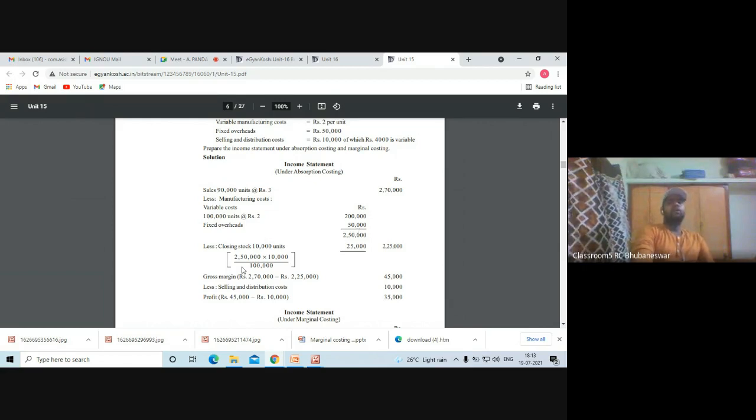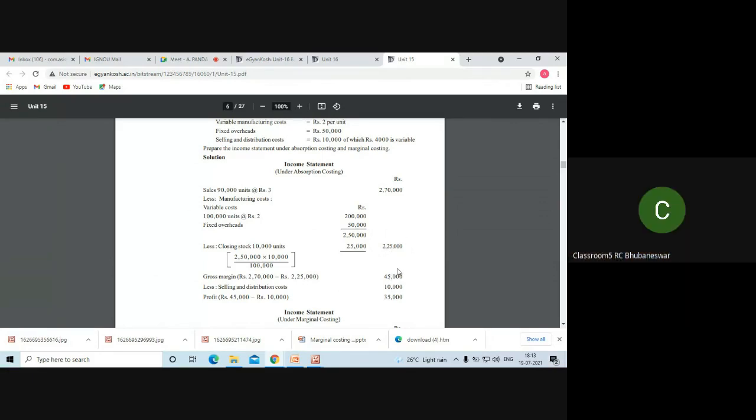Then for 1 lakh unit, if 2,50,000 is spent, then for 10,000 is how much? Okay, so 10,000 remained unsold. So that is the valuation of unsold or closing stock. So here we are finding out it is 25,000. So the entire part we are getting after deducting out of the sales, 2,25,000 will get deducted and we will get gross margin. This is 45,000. 2,70,000 minus 2,25,000, it is 45,000.